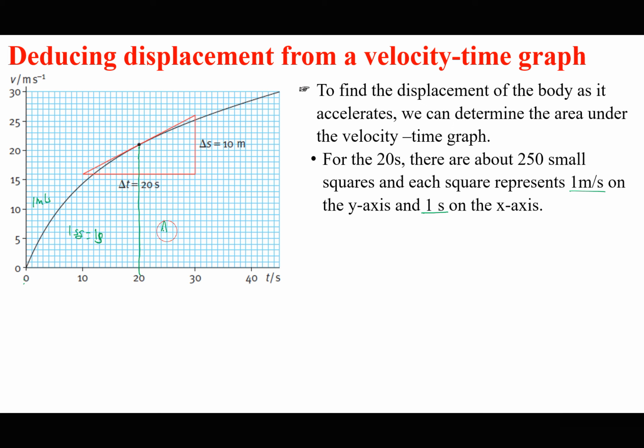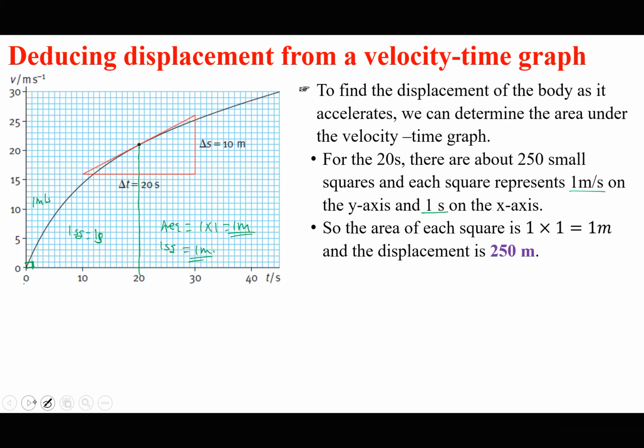So it means the area of one small square is 1 times 1, which is 1 meter per second times 1 second, which is just 1 meter. So one small square in area represents 1 meter. Since I have 250 small squares, that is going to be approximately 250 meters. Of course, this method is going to be tedious.